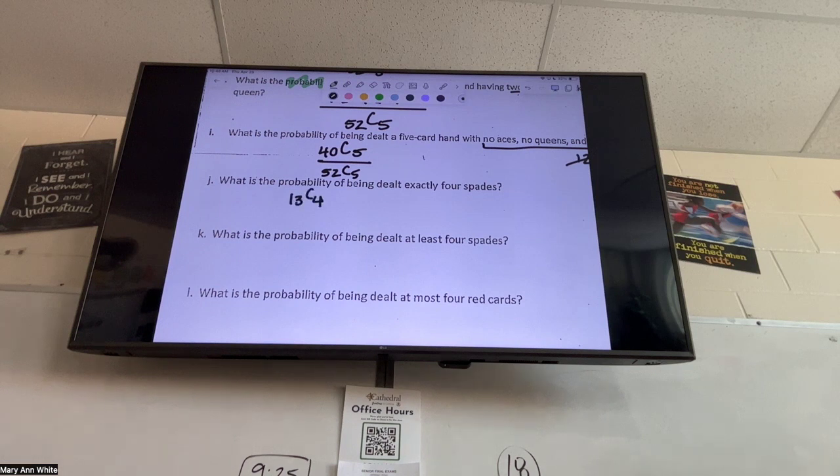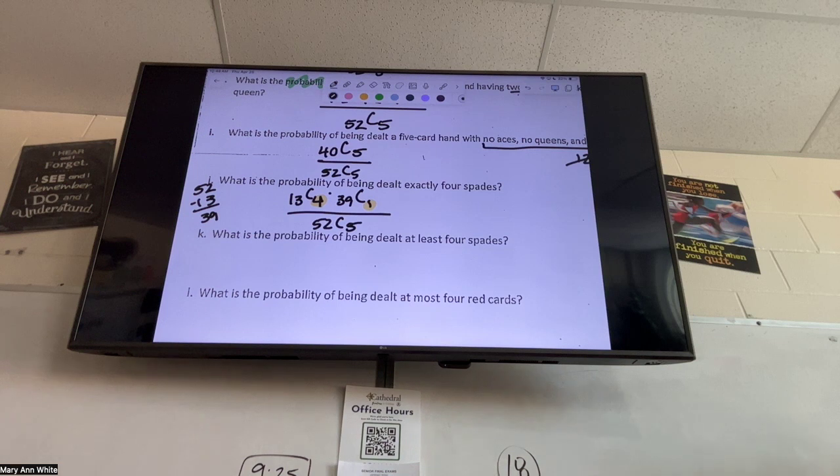I got my 4 spades, now what? I need another card. How many cards are left that I'm okay with? 39. Yeah, but you had the right idea. We did 52 minus 13, and that says that there are 39 hearts and clubs and diamonds that I'm okay with. 39C5. Oh, no, C1. That was a silly mistake. You guys were catching me. Over 52C5.